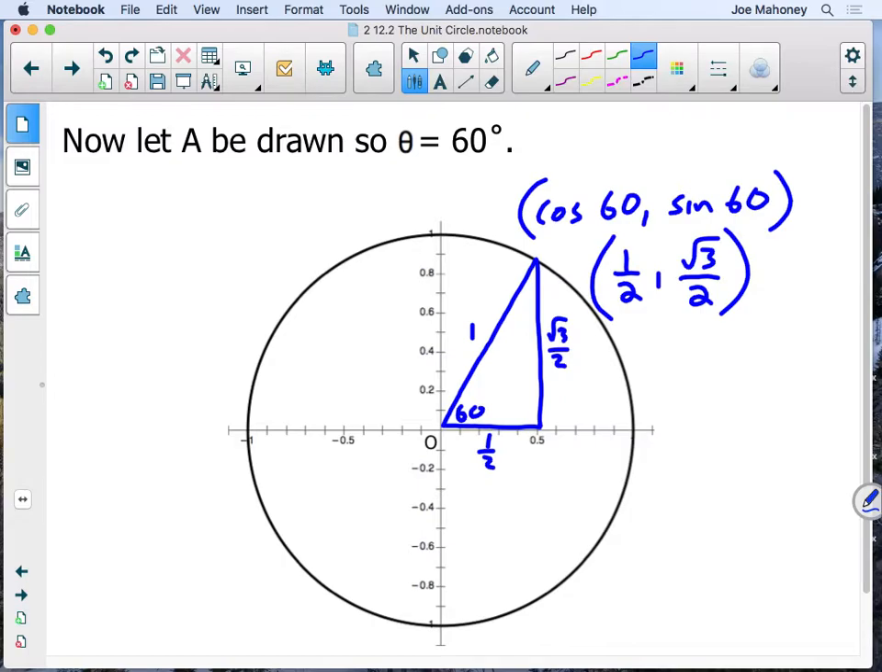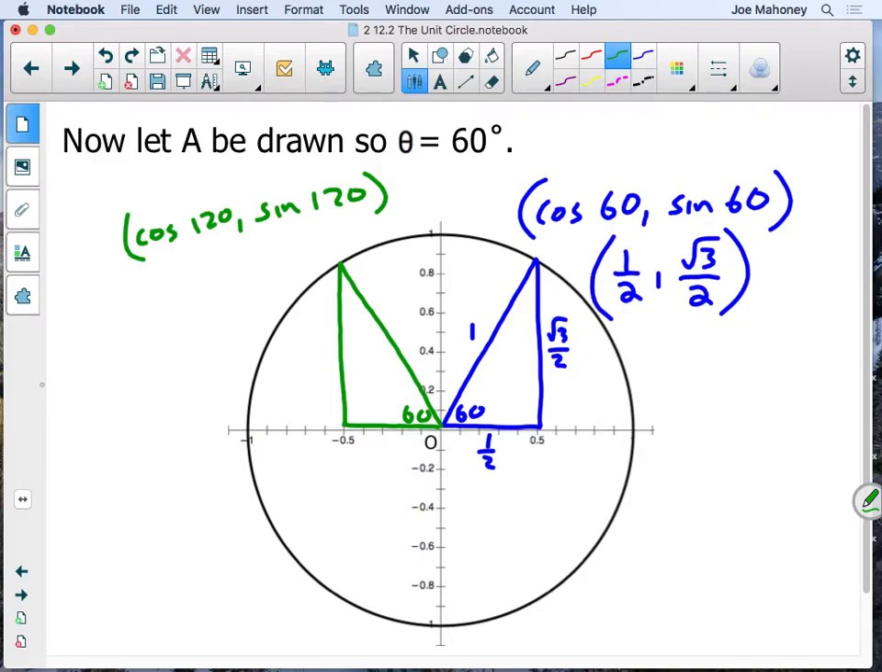Let's do what we did before. Let's do some reflections and rotations. And we'll go the same way, maybe a little bit quicker this time. In quadrant number 2, if I reflect that angle, here's my 60. So I'm going 180, but then back 60. So this is the point cos 120, sine 120.